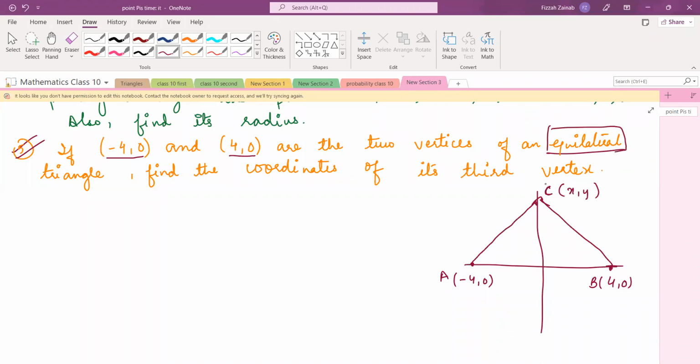It's an equilateral triangle, so obviously AC is equal to BC is equal to AB, right? Yes, ma'am. So from one combination, you will get one equation. From another combination, you get another equation, and you can solve them, right? Yes, ma'am.